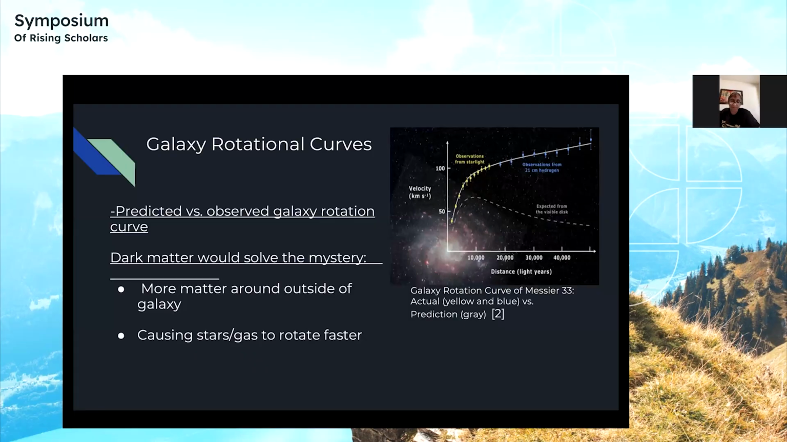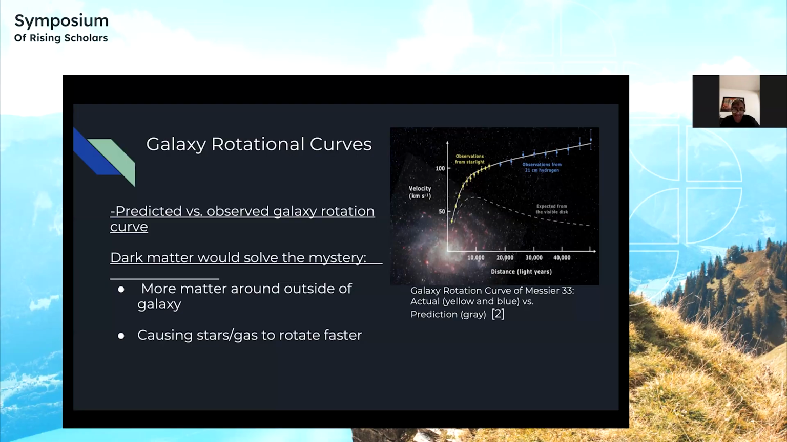The image on the right shows the predicted and actual galaxy rotation curve of the galaxy Messier 33. As you can see, the predicted curve decreases while the actual curve increases. This means that in reality, even with distance, stars and gas orbit the center of the galaxy with the same or even greater speed. Why would that happen?